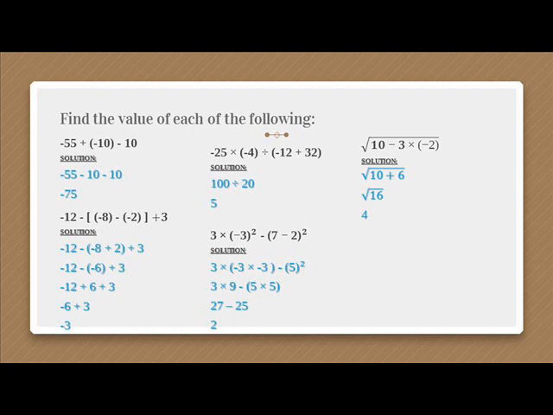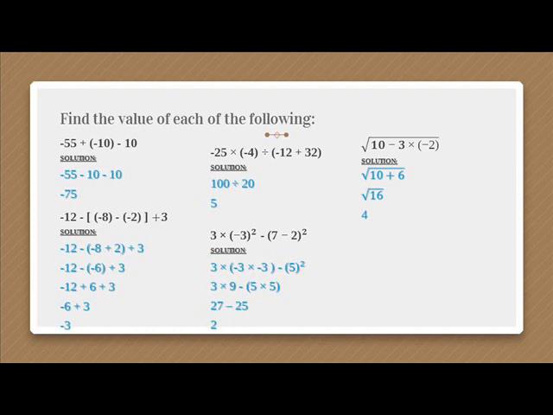Well, these two numbers also have different signs, so they will be subtracted, and taking the sign of the bigger number, we have minus 3. Final answer. In the third question, minus 25 into minus 4 divided by minus 12 plus 32.